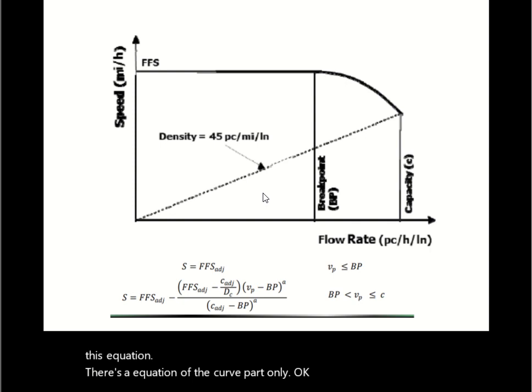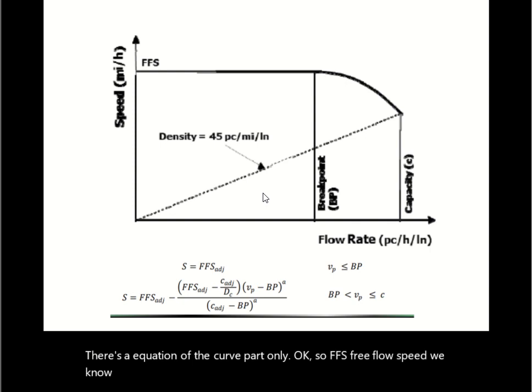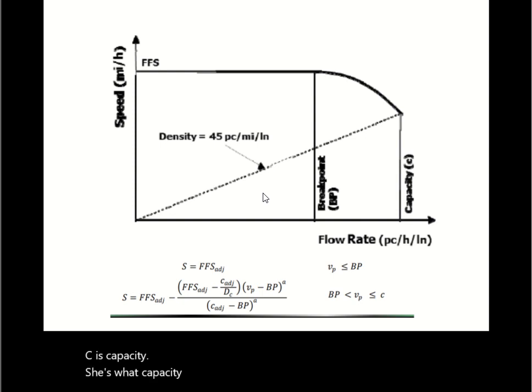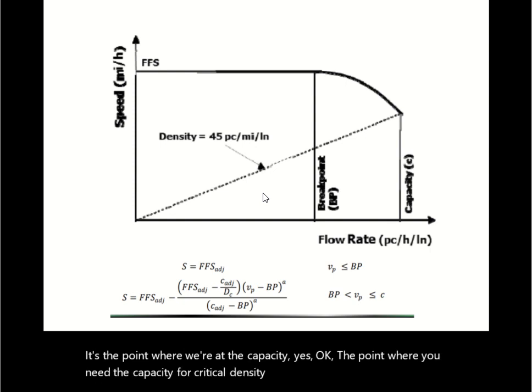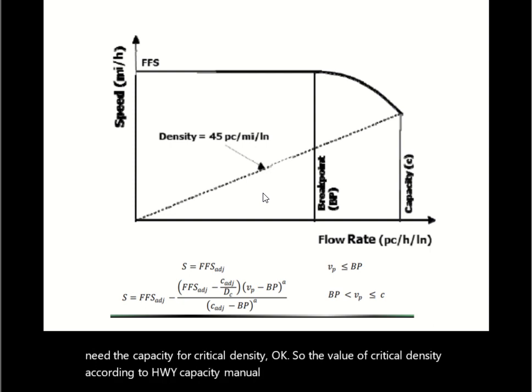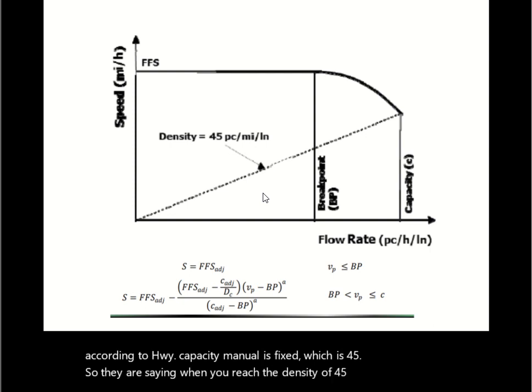So FFS, free flow speed, we know. C is capacity. DC is critical density. What do we mean by critical density? It's the point where we reach the capacity. Okay, the value of critical density according to the Highway Capacity Manual is fixed, which is 45. So they are saying when you reach a density of 45, you have reached capacity.